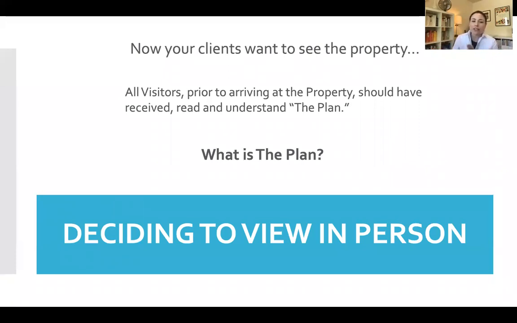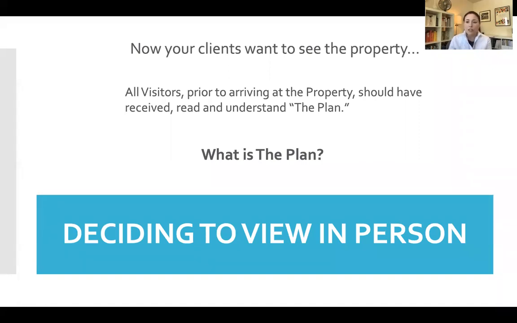Okay, so you've done all those things, and now your clients are really jazzed about it. They say, "This is it. We know this is the house for us. We want to go see it." So what does that mean? Basically, you're now in a stage where you're going to assess the plan for the property, and the plan is provided by the listing agent. We're looking at both sides of this during this presentation because we know many people on this call are also listing agents.